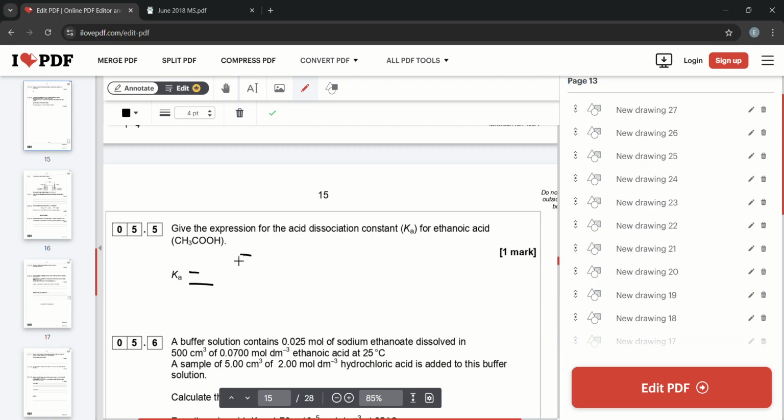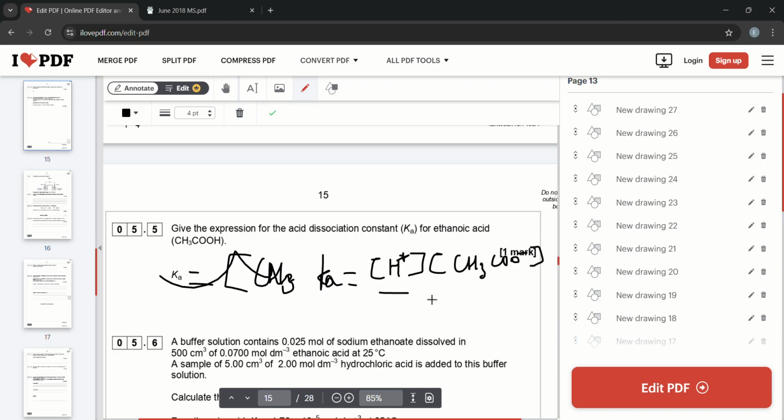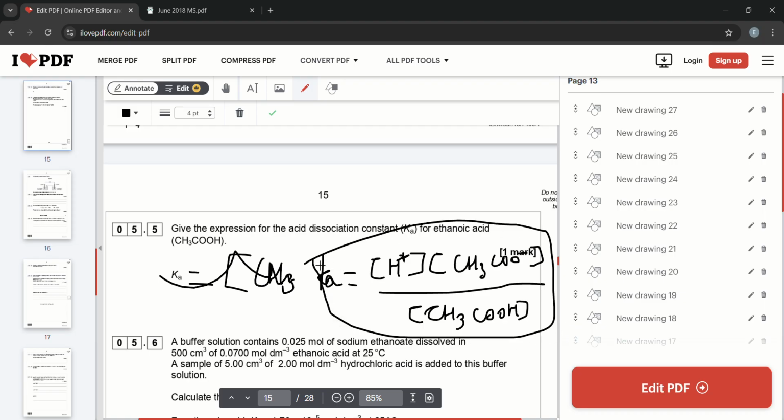Well, that's going to be, actually, let's do it this way. Ka equals [H+][CH3COO-] over ethanoic acid, CH3COOH. Ka is [H+][CH3COO-] over [CH3COOH].